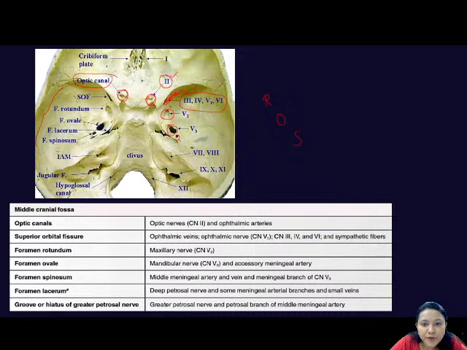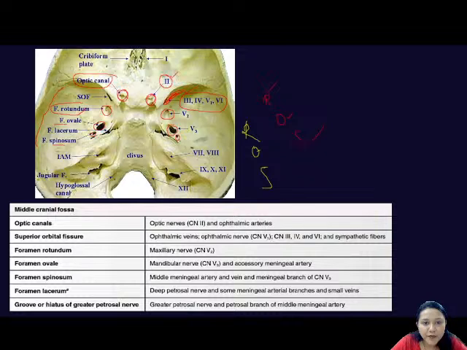So you have 3 foramens, that is R, O, S. R for rotundum, foramen rotundum. So you have this foramen here, rotundum. Then you have an oval foramen, that is foramen ovale. And then you have a small foramen here, that is the foramen spinosum. That is the mnemonic, whatever foramens you have. So R, O, S: rotundum, oval and spinosum.